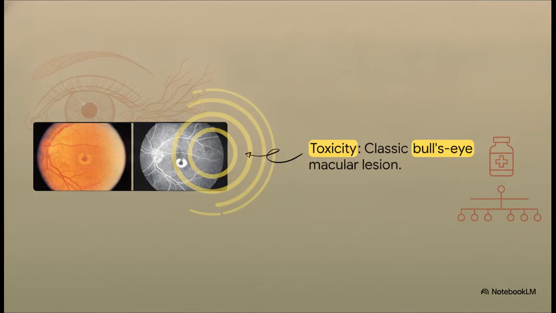We also have to watch out for medication toxicity. Suspect this if a patient on long-term therapy complains of experiencing months of black spots or a central visual change alongside bullseye macular lesions. This classic presentation points directly to chloroquine or hydroxychloroquine toxicity. To prevent irreversible damage, patients on these medications absolutely require a baseline ophthalmologic evaluation followed up by strict annual monitoring.